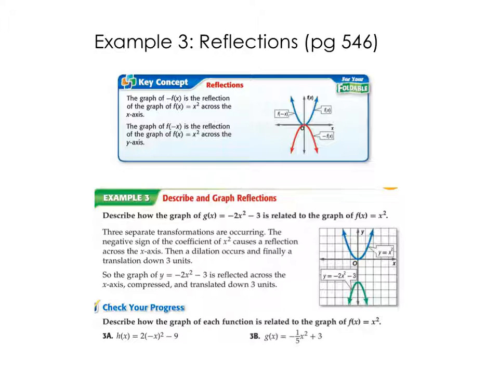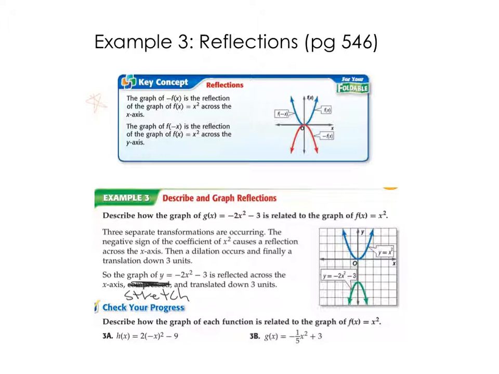But the graph of f of negative x is the reflection of the graph of f of x equals x squared across the y-axis. And again, we don't talk about the second one as much. We talk about the first one quite a bit more because that's what we see more with quadratics, at least for right now. So example 3, this is just one that we'll talk about briefly. It's not in your notes, but describe how the graph of g of x equals negative 2x squared minus 3 is related to the graph of f of x equals x squared.